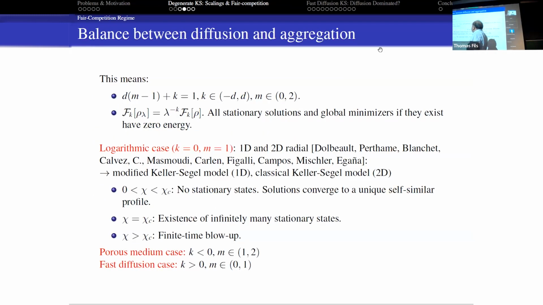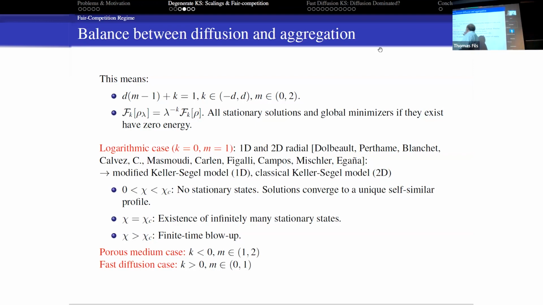So remember, fair competition refers to the case in which m is equal to 1 minus k over d. I write it in the first line. In the second line, I'm just telling you that the function is homogeneous with respect to dilations. The homogeneity is lambda to the minus k. Of course, this tells you already one thing. If there are stationary solutions, all of them must have zero energy. Because if you have a steady state, or global minimizers, then when you rescale, it should give you the same values. So the only possibility that gives you the same values for any lambda is that the free energy of the global minimizer is zero. In fact, it's also true for a stationary state, but this deserves a different discussion.